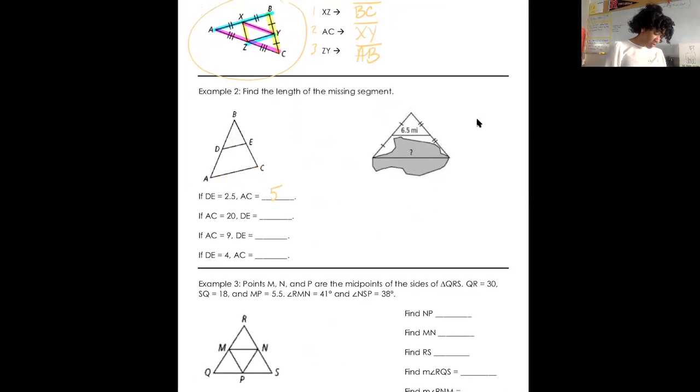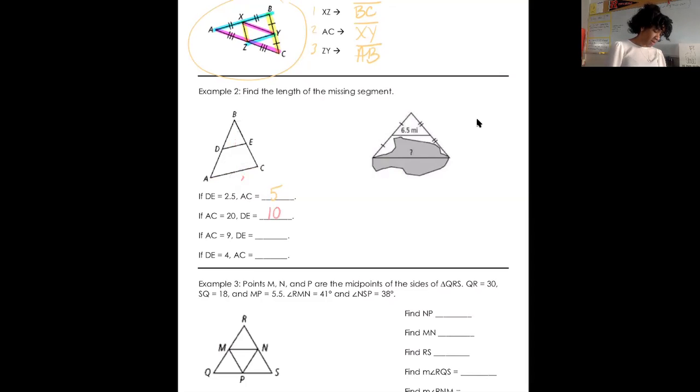If AC equals 20, what is DE? So again, we're starting with the big one this time. So to get something smaller, we're gonna cut it in half. That's how I could think of it. So what's half of 20? Half of 20 is 10, okay?